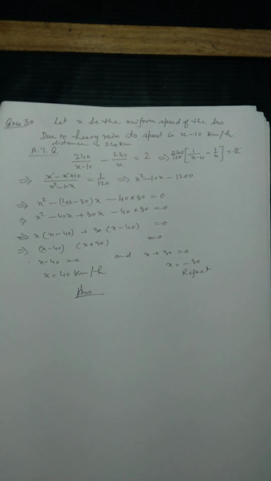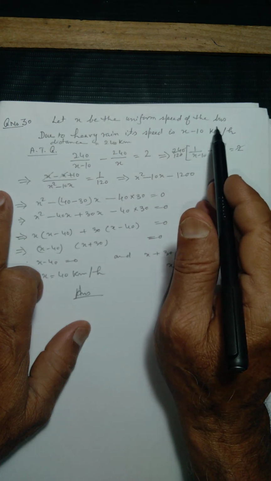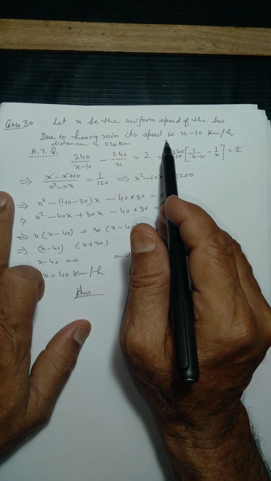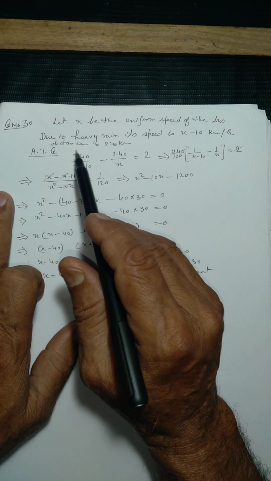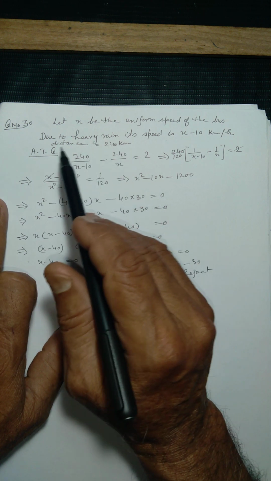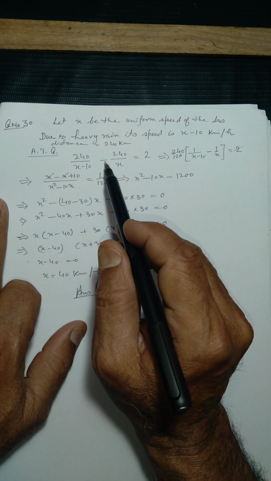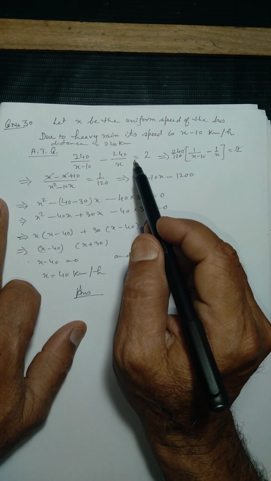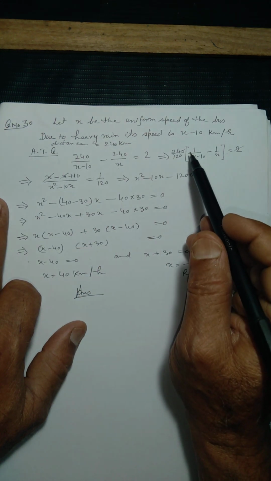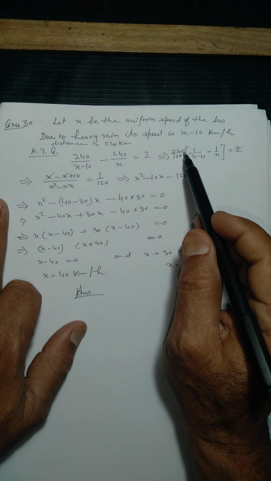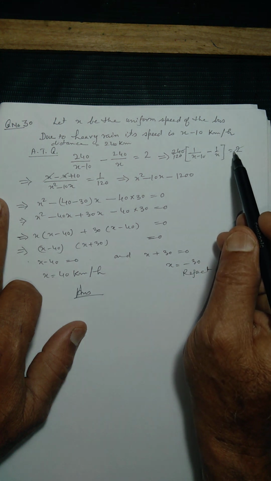Let us do it. Let x be the uniform speed of the bus. Due to heavy rain, its speed is now x minus 10 km per hour. Distance is given as 240 km. Now, according to the question, 240 divided by (x minus 10) minus 240 divided by x is equal to 2. You take out 240 common, and inside the bracket I have written 1 upon (x minus 10) minus 1 upon x, bracket closed, is equal to 2.